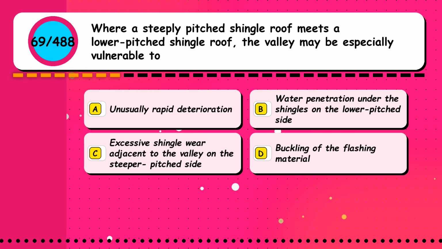Question 69. Where a steeply pitched shingle roof meets a lower pitched shingle roof, the valley may be especially vulnerable to: option A, unusually rapid deterioration. Option B, water penetration under the shingles on the lower pitched side. Option C, excessive shingle wear adjacent to the valley on the steeper pitched side. Option D, buckling of the flashing material.